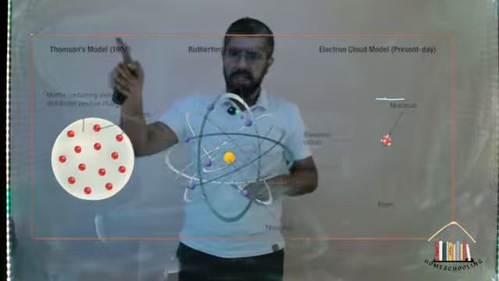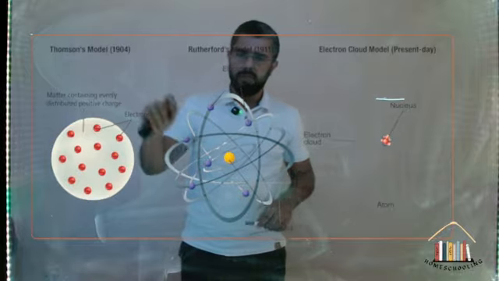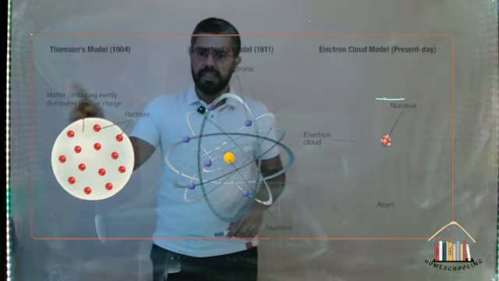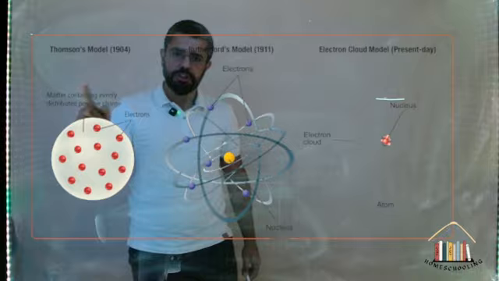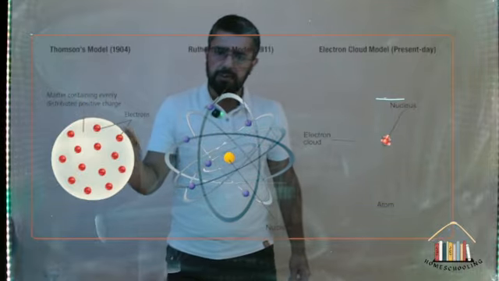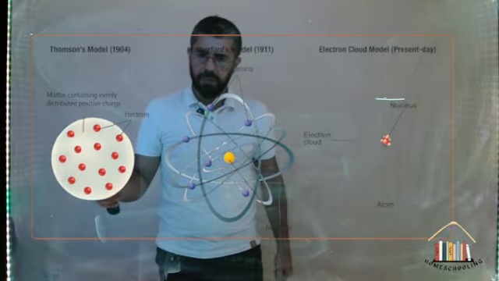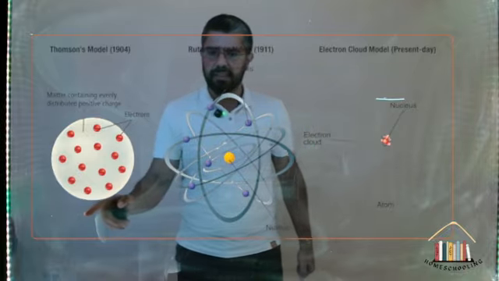So, for example, take here a model by Thomson in 1904. This is a very old model of the atom. He's stating that all of this is the positive charge, and here the negative charge, the balls, are representing the electrons. Okay, it was a very primitive model, but it was advanced at the time.